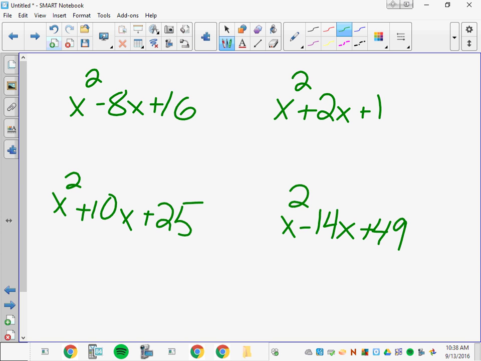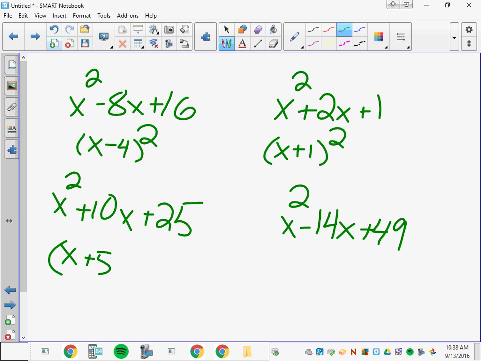These are all perfect square trinomials, and the perfect squares are as follows: x minus 4 to the second, x plus 1 to the second, x plus 5 to the second, and x minus 7 to the second. And if you notice the pattern, the number inside the factor is exactly half of the middle term. Does everybody see that?